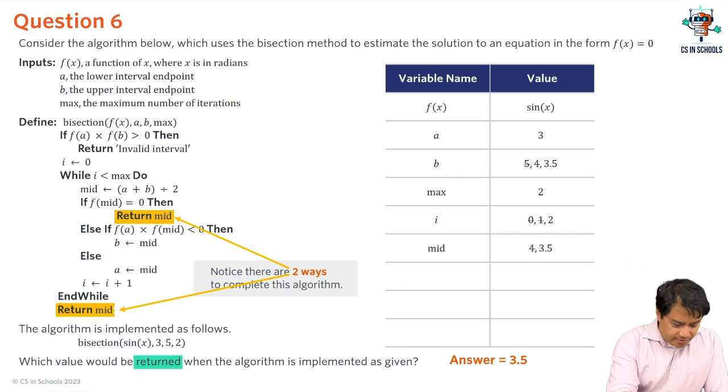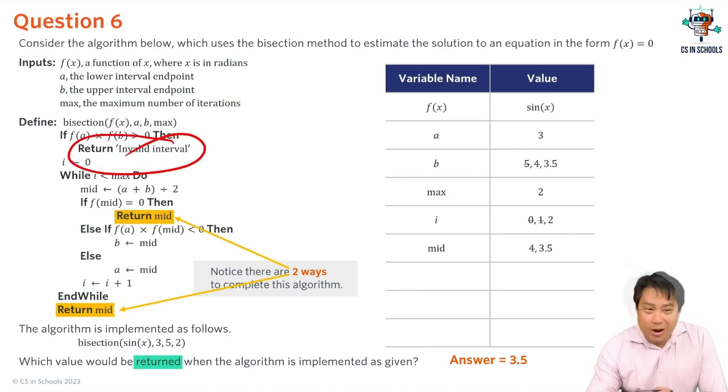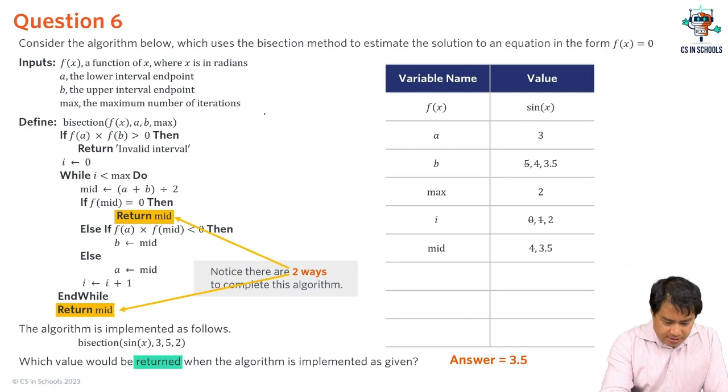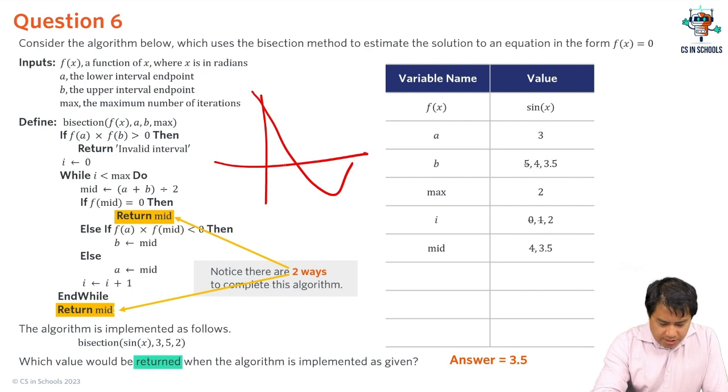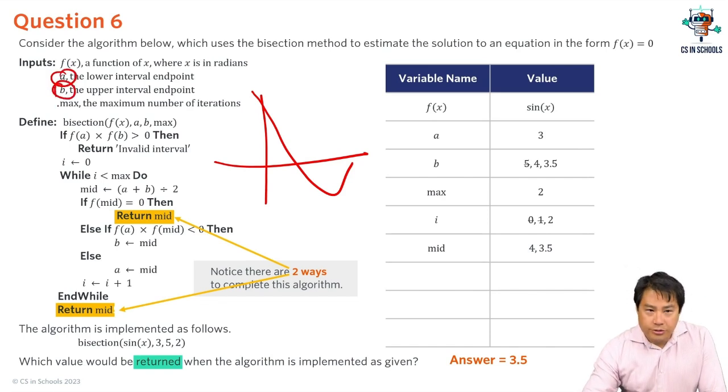There is another alternative, which is here, where we can return from the algorithm without a value. And in this case, this occurs if f of a by f of b is greater than 0. So what that means is if we had a graph that looks like this, what that's indicating is the two endpoints that we've selected, A and B, those 2 points do not contain the crossing of the graph through the x-intercept.